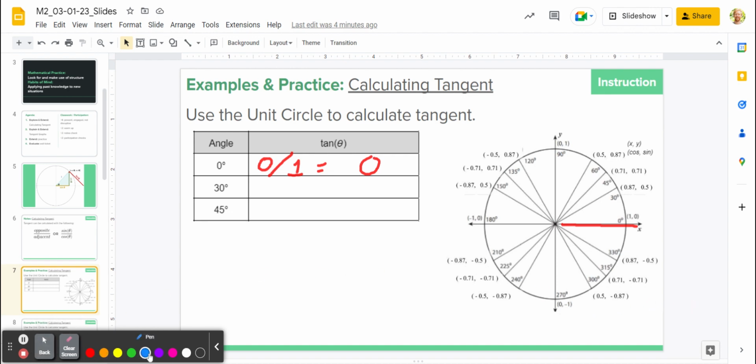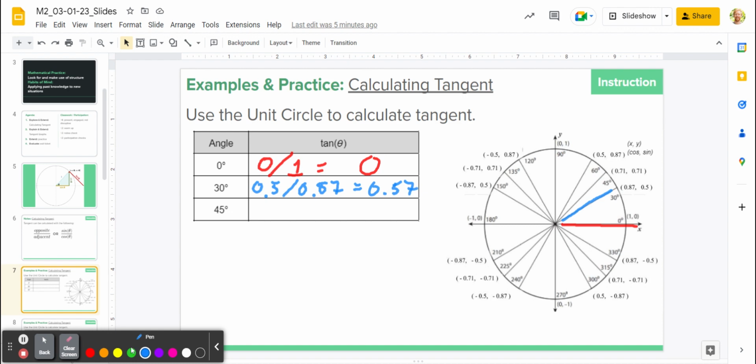If we want to jump to our 30-degree angle, which is next, that is here on our unit circle. My sine value is 0.5. My cosine value is 0.87, so we're going to do 0.5 divided by 0.87. Let me get my calculator out. 0.5 divided by 0.87 equals 0.57. We're going to round to 2 decimal spots there, so 0.57.